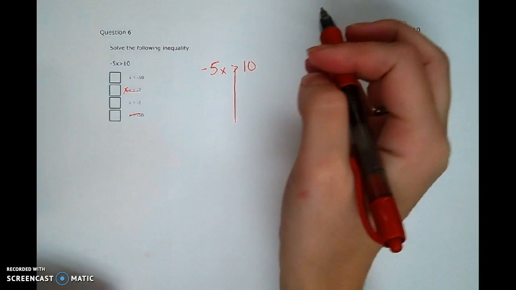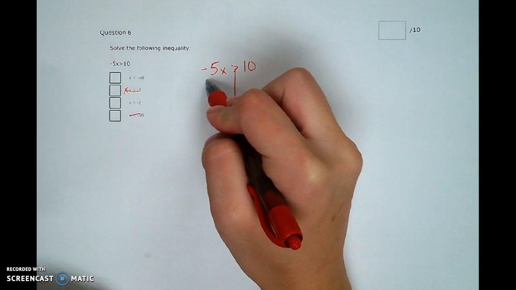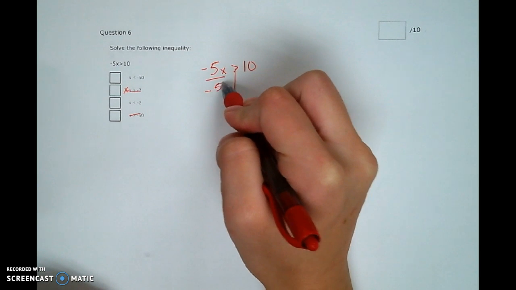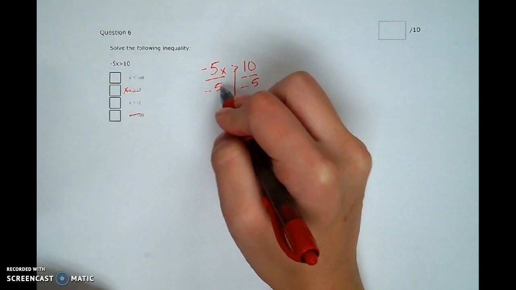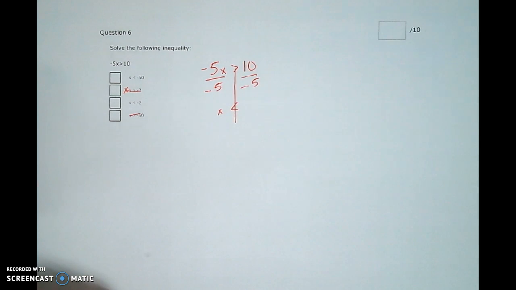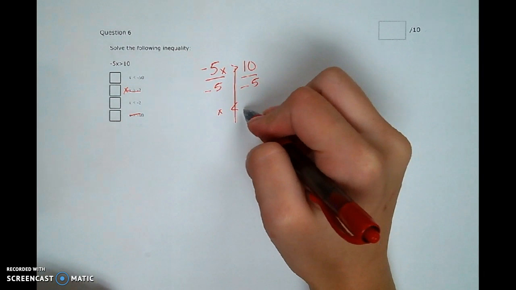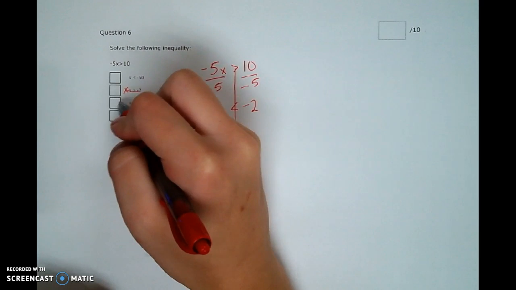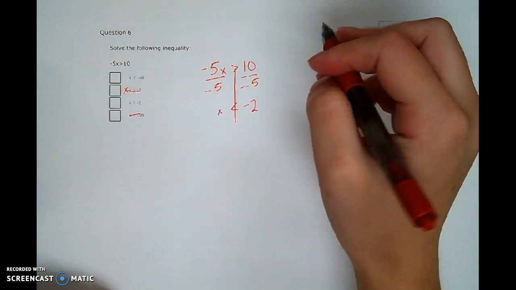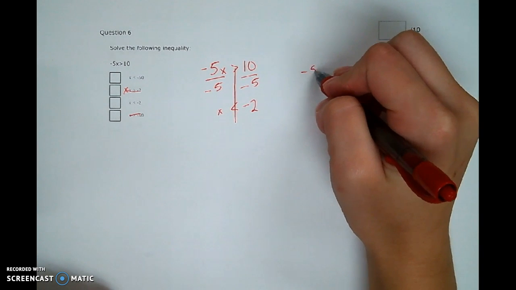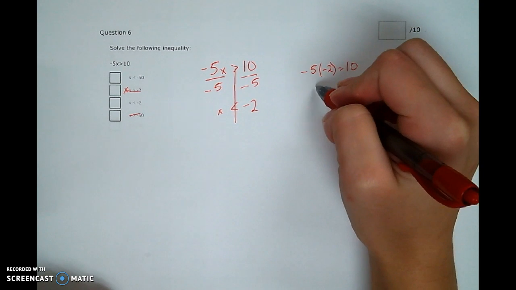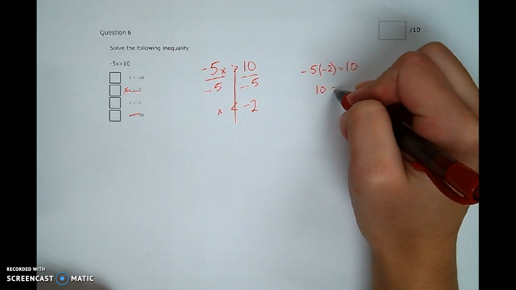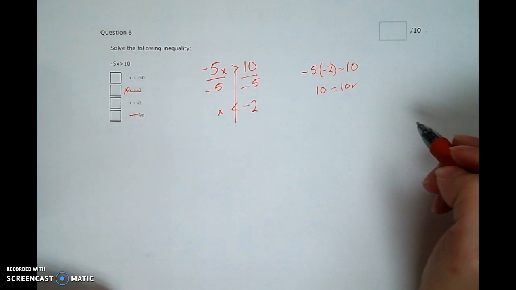Now I want to do the opposite operation. This is multiplication, so the opposite is dividing both sides by -5. As soon as I divide both sides by that negative, I need to flip that inequality sign. And so I have 10 divided by negative 5, which gives me negative 2. So that's probably going to be my answer choice, but we want to check it. First, negative 5 times negative 2 should equal 10. Negative 5 times negative 2 is 10, and 10 does equal 10, so I know the number's correct.